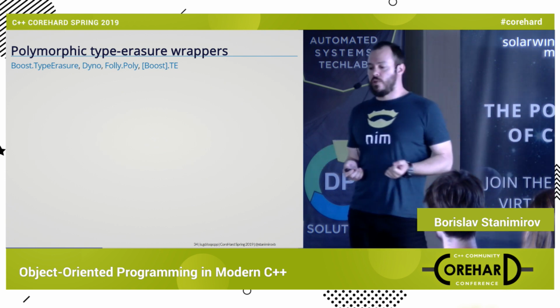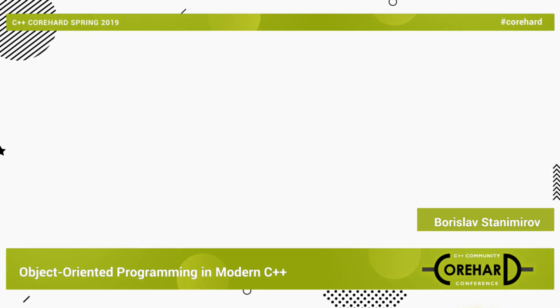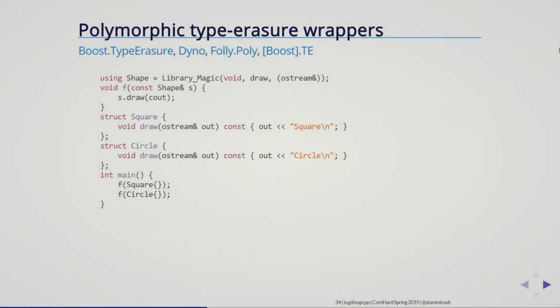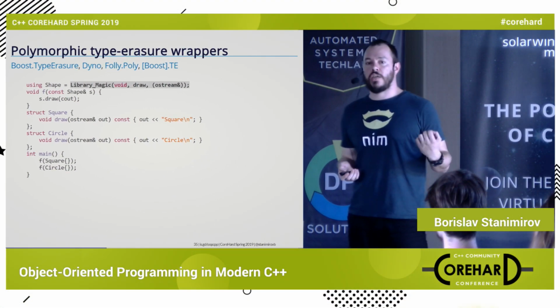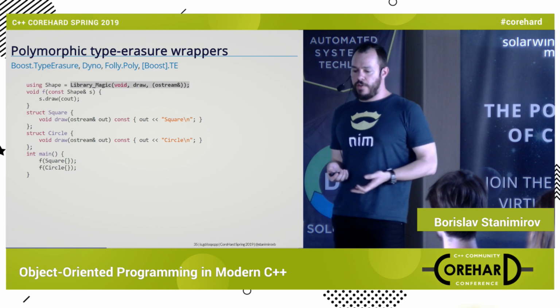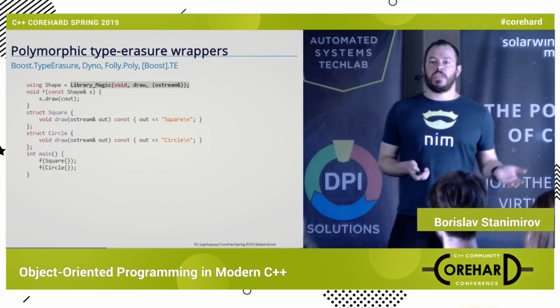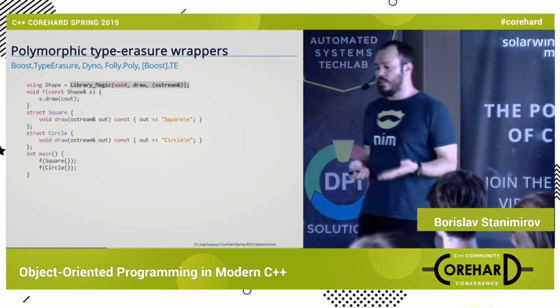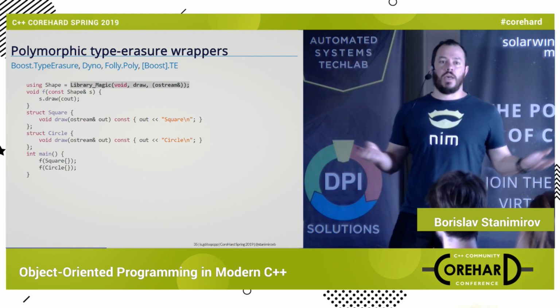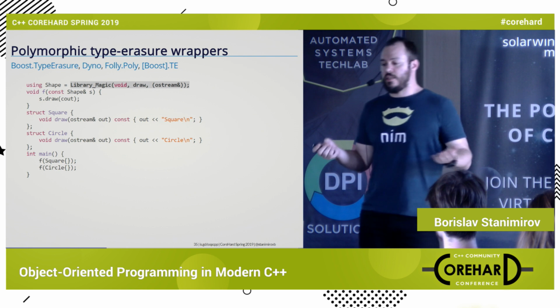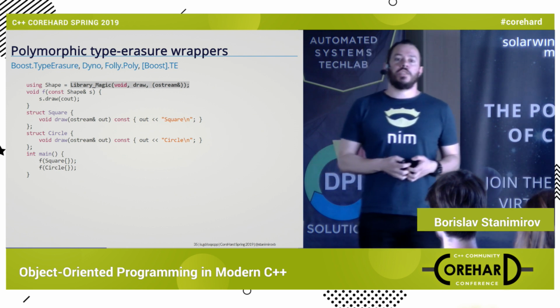But what do they do? Basically, we can have code like this. And all of these libraries, really all of them, can be summed up by this macro here, library magic. What library magic does is basically create a type which can accept any type which has the draw function. So now we can write a function which accepts a shape. Then we can have classes which have the draw function, not necessarily deriving from any common ancestor. And this will basically work.